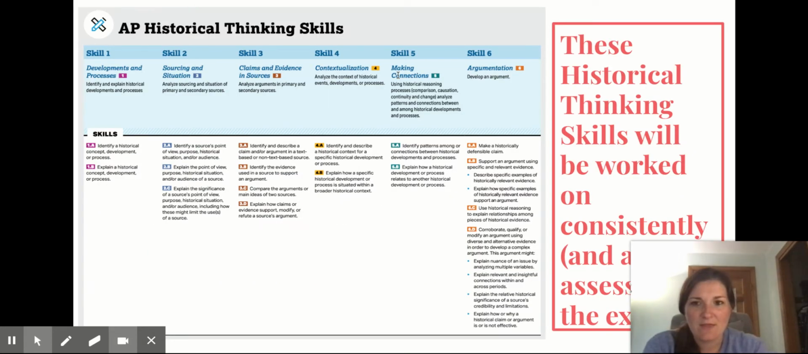To begin with, the AP historical thinking skills are an incredibly important part of this course, and we will talk a lot about them. There are 6 in total. The first one is developments and processes, the second is sourcing and citation, the third is claims and evidence in sources, the fourth is contextualization, the fifth is making connections, and the sixth is argumentation.